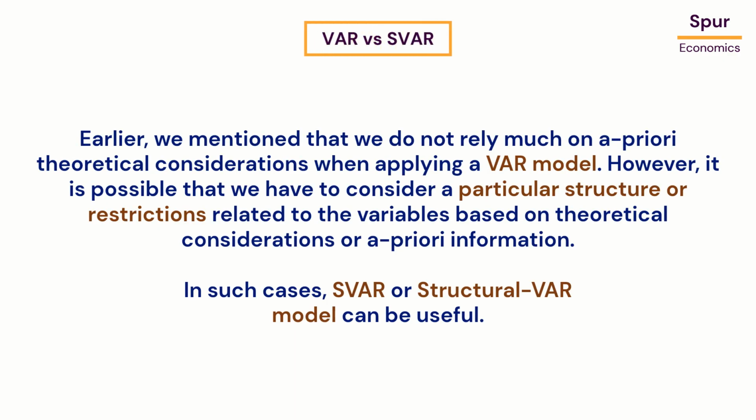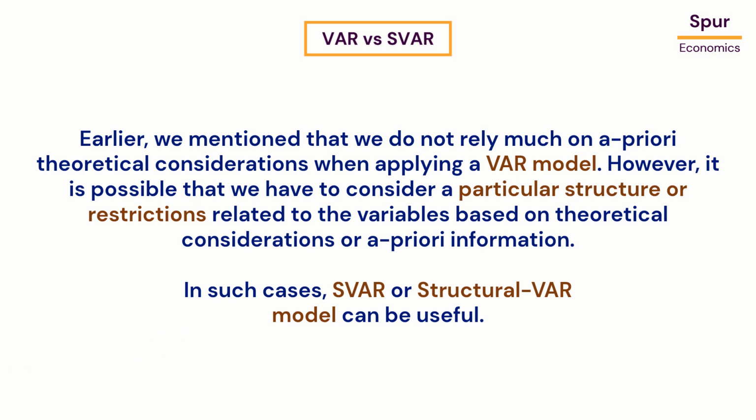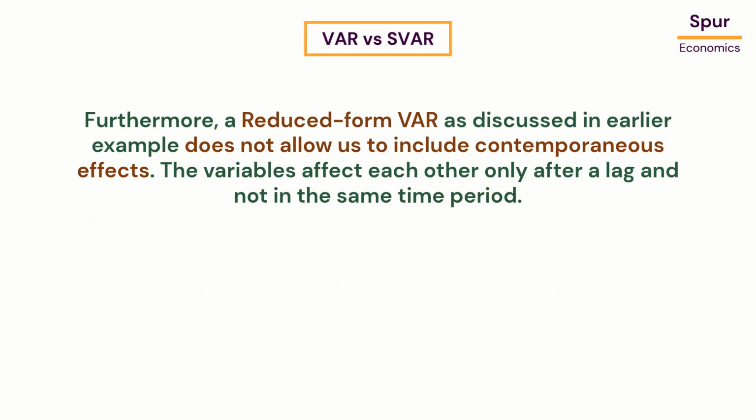Earlier, we mentioned that we do not rely much on a priori theoretical considerations when applying a VAR model. However, it is possible that we have to consider a particular structure or restrictions related to the variables based on theoretical considerations or a priori information. In such cases, SVAR or structural VAR model can be useful. Furthermore, a reduced form VAR, as discussed in earlier example, does not allow us to include contemporaneous effects. The variables affect each other only after a lag and not in the same time period.